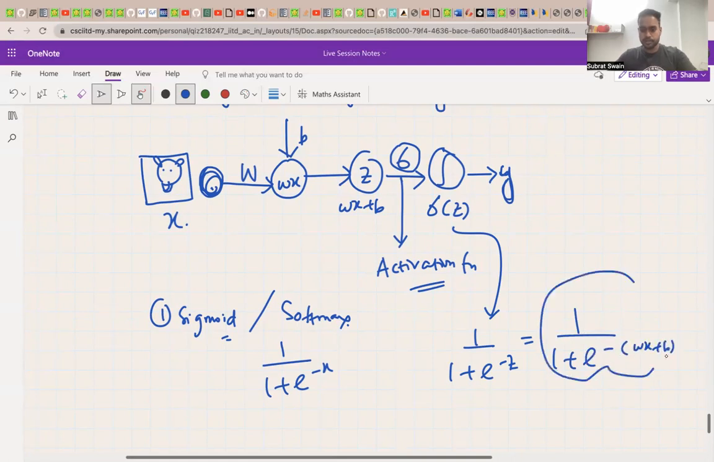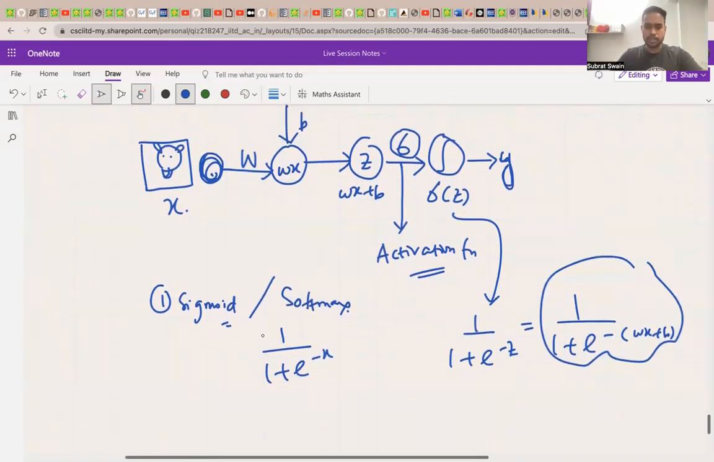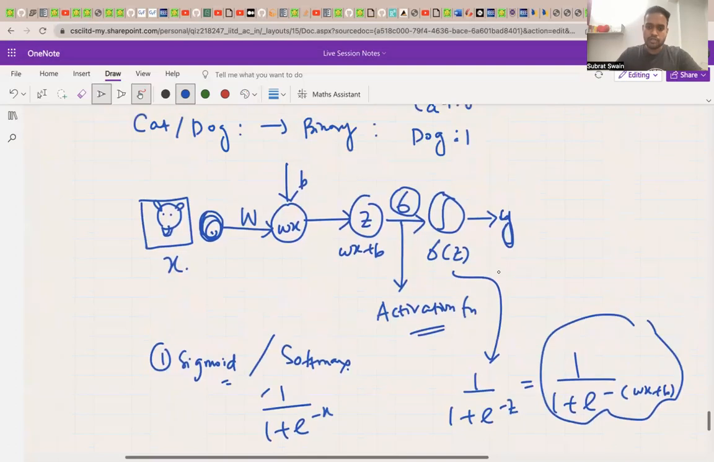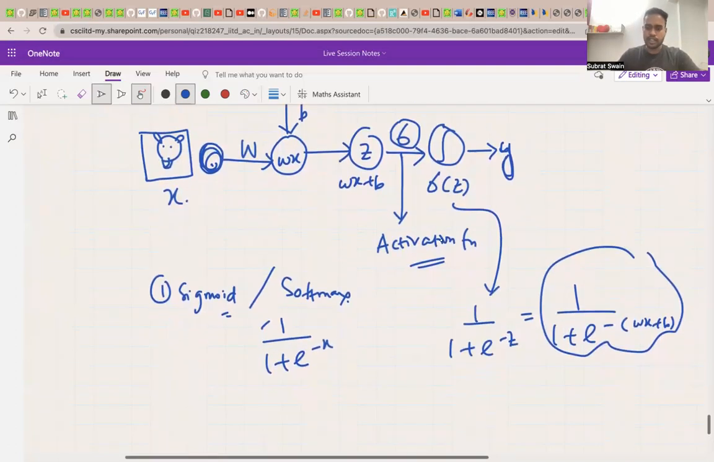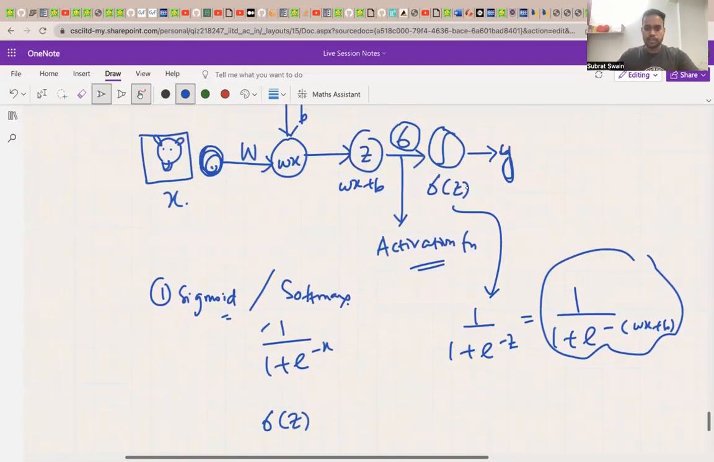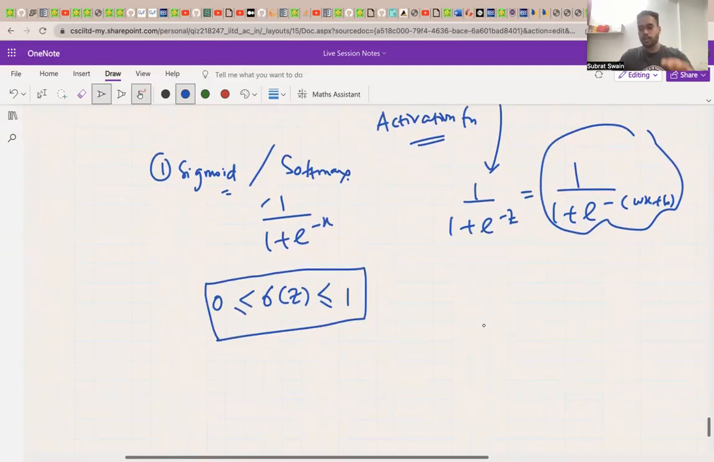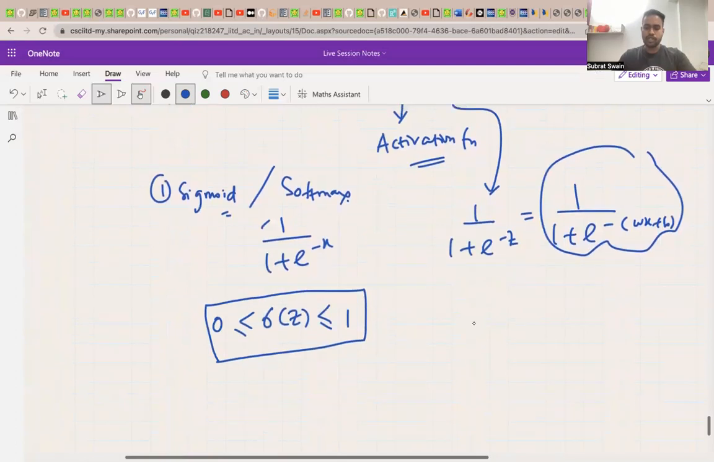One interesting property of this function, it's just a function, the sigmoid function, so don't think about it. One interesting property is that sigma z, this final quantity, will always be between 0 and 1. So what we can now think is that this is y, so sigma z is y itself.